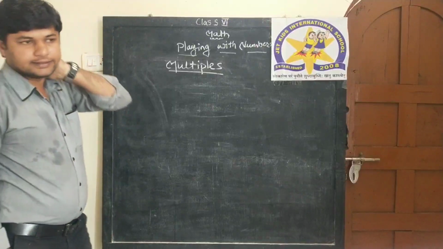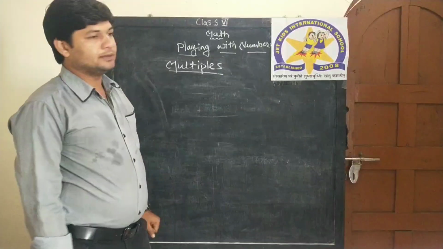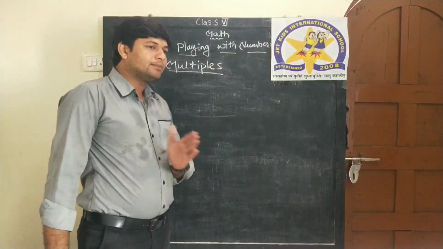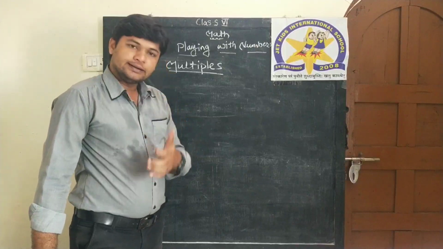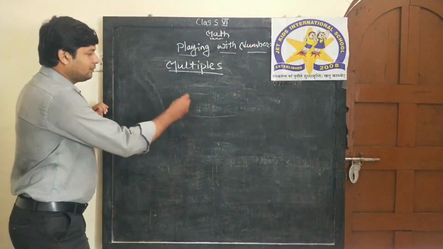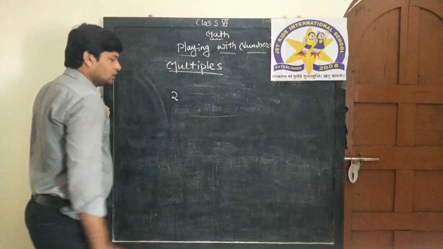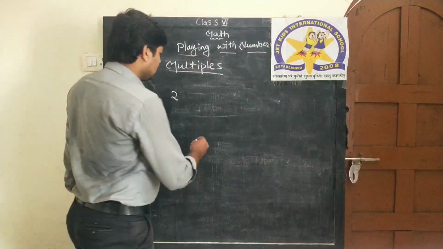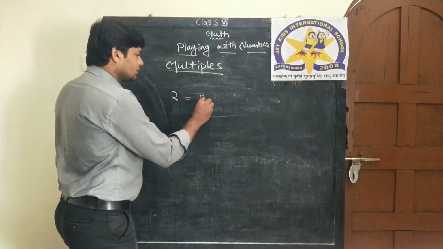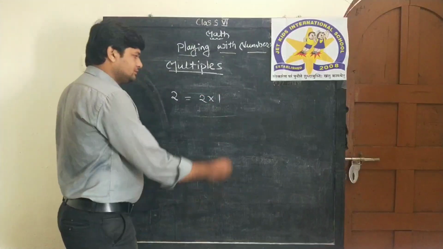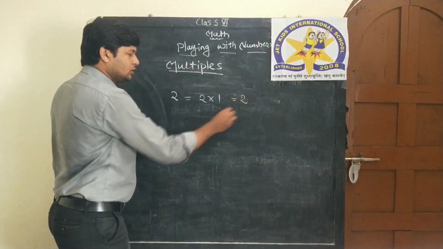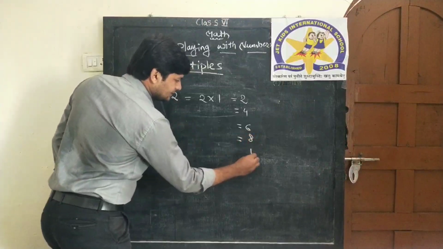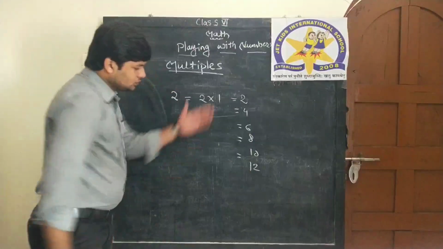Multiples of a number, right? So what is meant by multiple? A multiple is a number which comes in the table of a given number. For example, I am writing here 2. What are the multiples of 2? 2 ones are 2, 2 twos are 4, then 6, then 8, then 10, then 12, and so on.